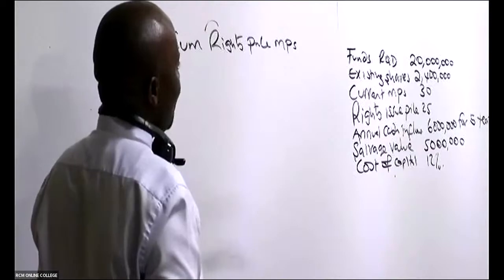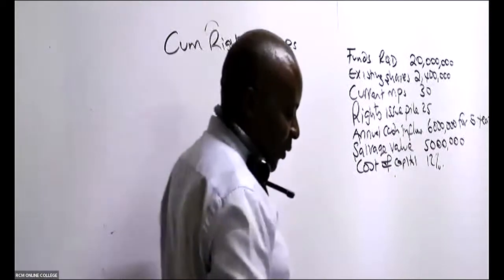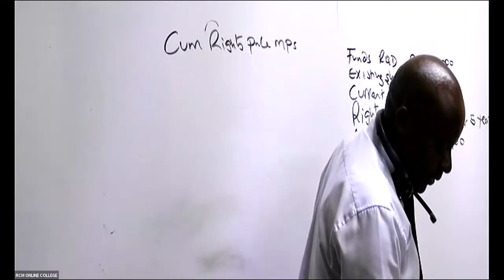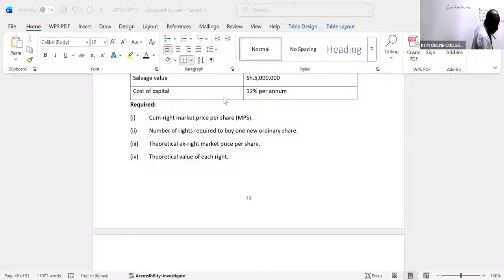So CAM rights price. Let's read this very well. What do they want us to give them? There is a repetition there. So CAM rights MPS. So it is CAM rights market price per what here, somebody? Per share.